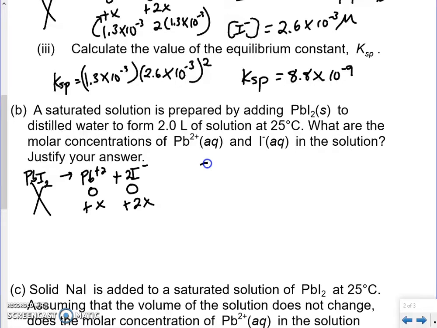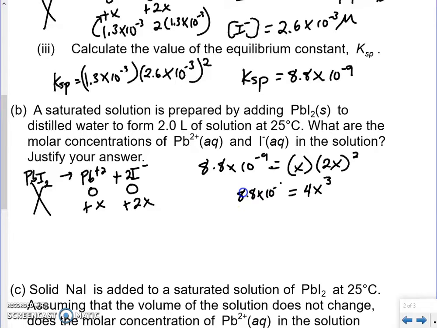Okay, and we know KSP, which is 8.8 times 10 to the negative 9th, is going to be equal to x times 2x squared. Sorry, that's messy. Let's try that again. Okay, and we can solve this out. Where 2x squared is going to be 4x squared, and then times x is going to give us 4x cubed equals 8.8 times 10 to the negative 9th.